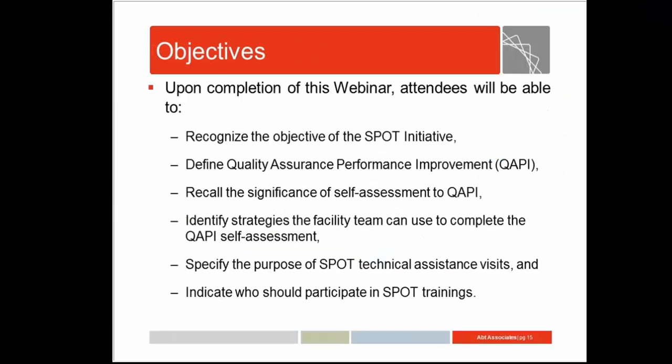So we will have a couple more polling questions for you later in the program, but let's begin by taking a look at our objectives for today's program. Upon completion of the webinar, you'll be able to recognize the objective of the SPOT initiative, define quality assurance and performance improvement, or QAPI, recall the significance of the self-assessment to QAPI, and identify strategies that your team can use to complete that self-assessment, to specify the purpose of SPOT technical assistance visits, and to indicate who should participate in SPOT trainings.